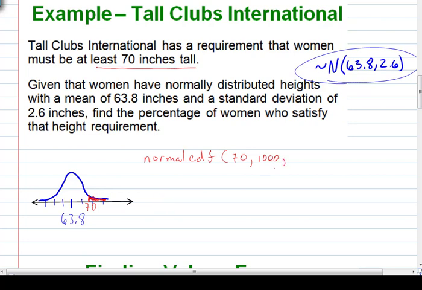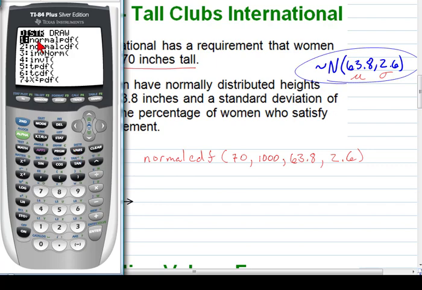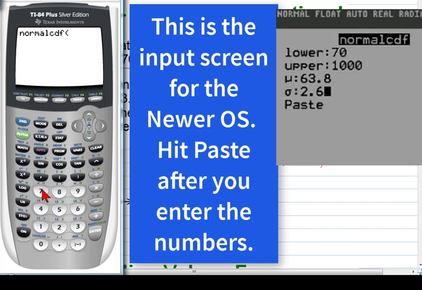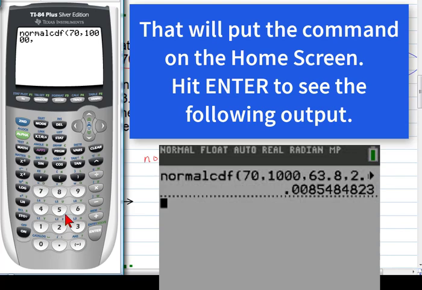What number am I going to put for my mean of my distribution? 63.8, there's the mean, and then the standard deviation is 2.6. So we go to our calculators. We hit second bars, we find normal CDF. Oops, it was number 2 on my calculator. The numbers we plug in are 70, comma, really big number, comma, 63.8, comma, and 2.6.